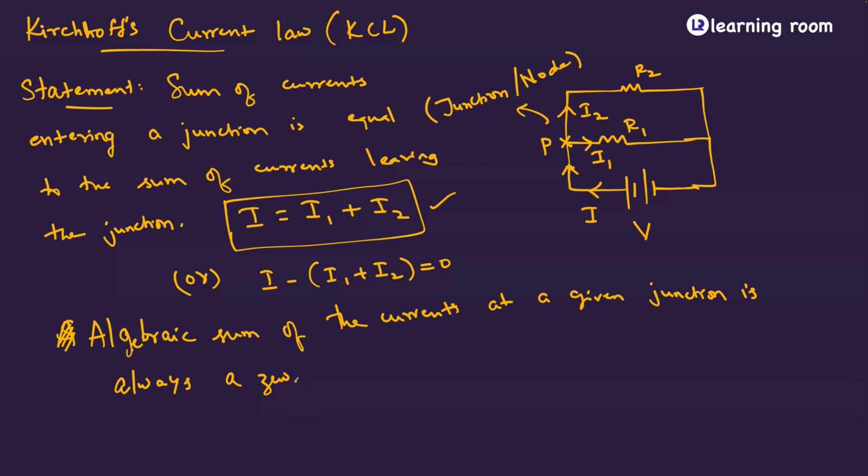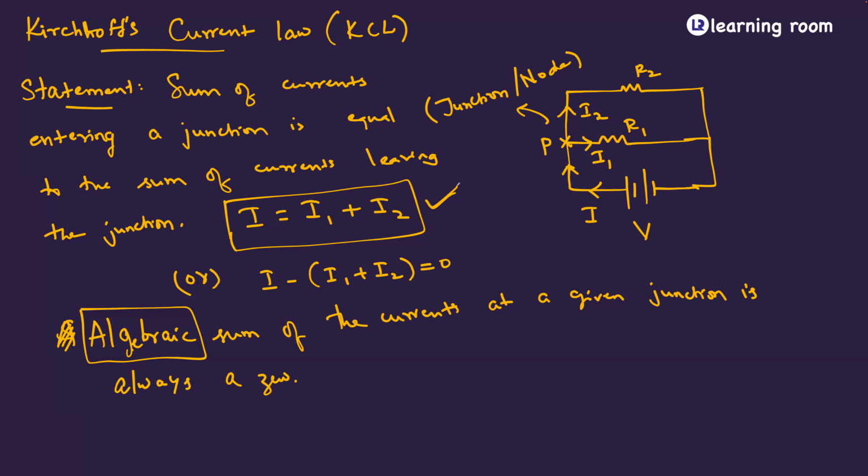Why did I say algebraic sum? Because if I take the current entering the junction to be positive, then the current leaving the junction I consider negative. So I minus I1 minus I2. That is why I use the word algebraic, not vector, because current is a scalar quantity. So algebraic sum of the currents at a junction is always zero. These are the two ways to state Kirchhoff's current law, and this is how the mathematical expression is formed. You can change it according to the problem.